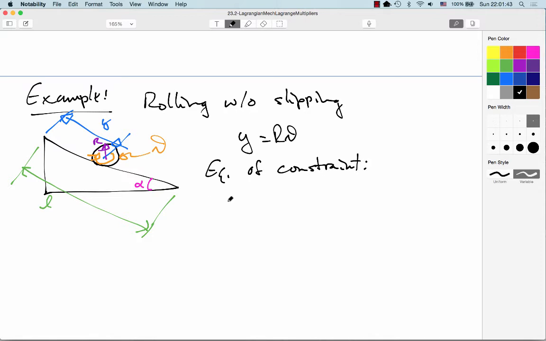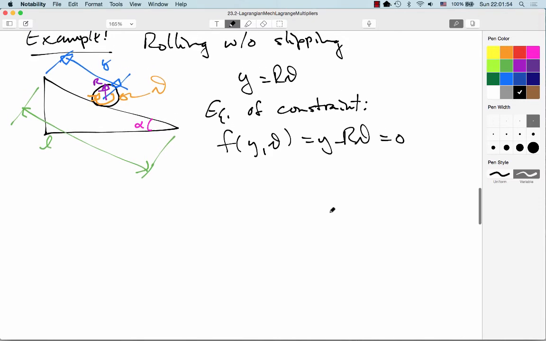So in other words, you have to make it equal to 0. So my f of y and theta will be equal to y minus r theta, and we demand that equals 0. Okay, super. So that's my constraint equation. All right, and I can go ahead and write my kinetic energy.